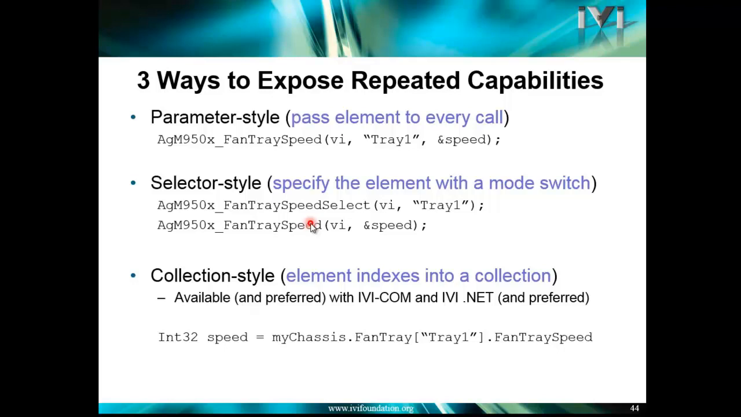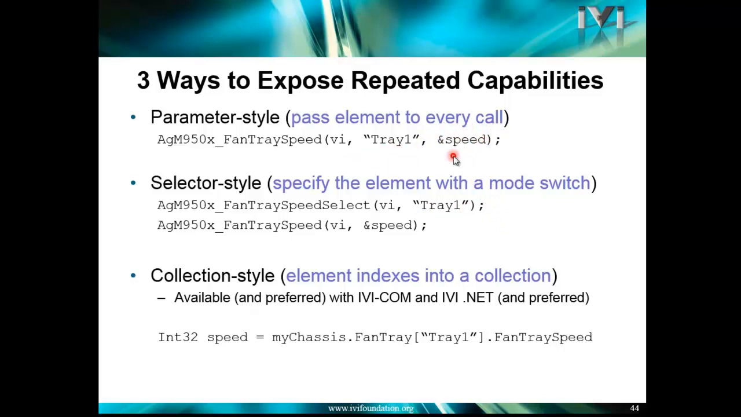The selector style, where you're setting with a mode switch, you're basically going to say something like fan tray speed select tray 1, and then you're going to program the speed. So could have been a set active here, but hopefully the example is clear. You're selecting which one you're going to program, then you set the value, as opposed to passing both parameters as they are here.